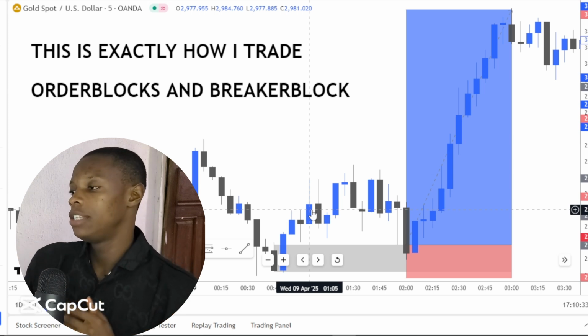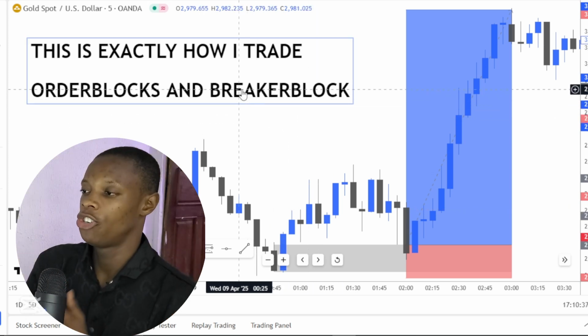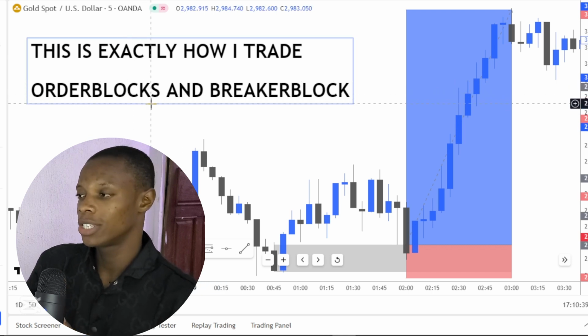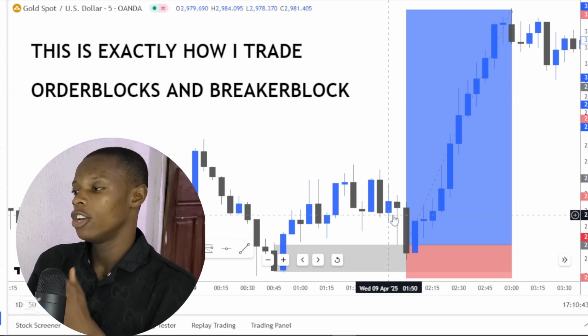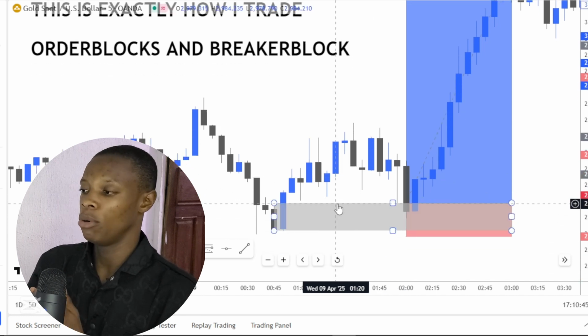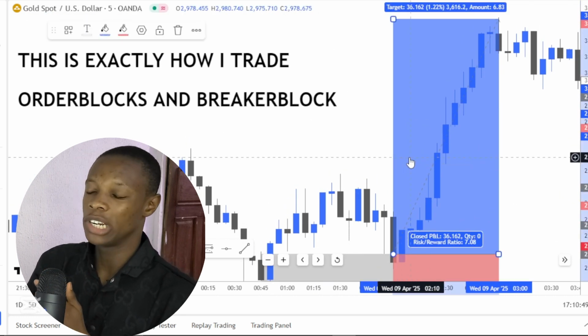Hi traders, in this video I'm going to show you exactly how I trade with order blocks and breaker blocks. This is one of the trades I took right here, taking the trade from an order block, and you can see this trade hitting full TP, a 1:7 risk to reward ratio.